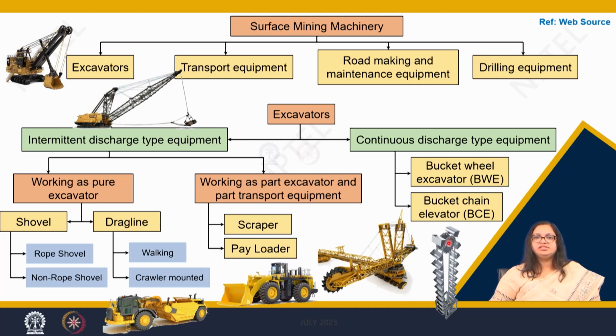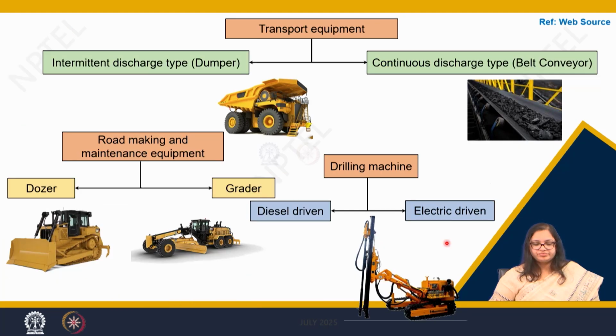However, it is not a very successful technology. Now coming to the transport equipment, again we have two kinds. One is the intermittent discharge type and one is the continuous discharge type. The example of intermittent discharge type transport equipment is the dump truck, which takes on the material and moves to the dumping site. However, in a continuous discharge type, the example is the belt conveyor, which continuously takes the material and moves it to the dumping site.